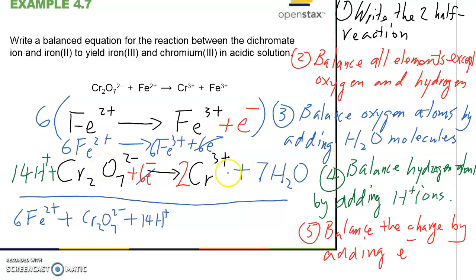So on the right side, what do I have? I have 6 Fe3+, plus 2 Cr3+, plus 7 H2O. I just copy whatever is done here. All right, it looks complicated, but it is balanced. What do I mean by balanced? The number of atoms of each element on each side is balanced. The charge on each side is also balanced. That is important.